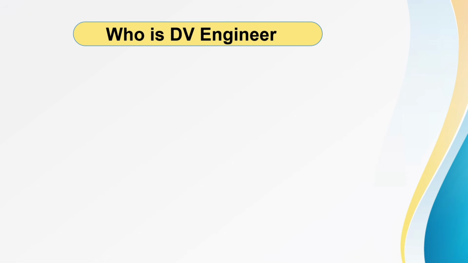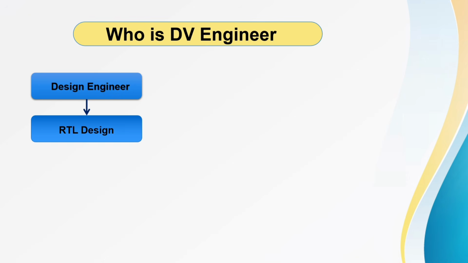You can think of it in a very simple way. If a design engineer creates the chip, then a design verification engineer proves that the chip actually works. The design team writes RTL code using a hardware description language like Verilog or SystemVerilog. This RTL describes how the hardware should behave, but writing RTL is only the first step. Someone must verify that this RTL behaves correctly in every possible scenario, and that responsibility belongs to the DV engineer.